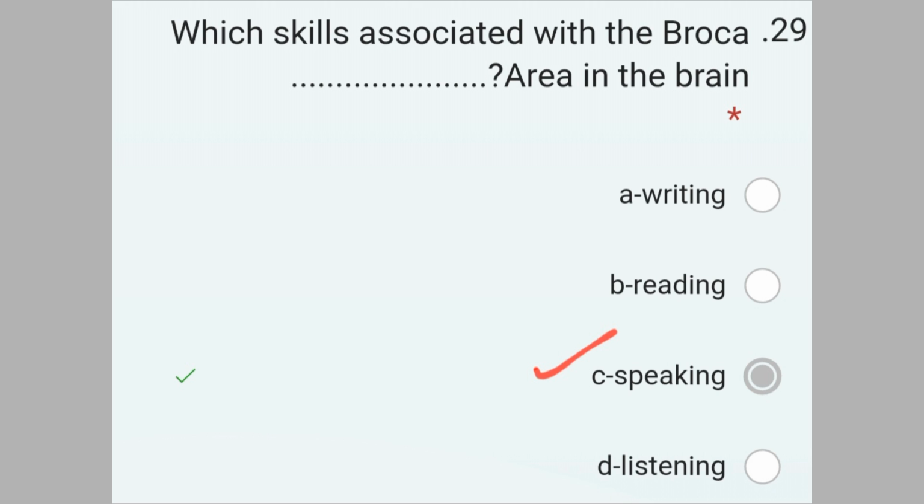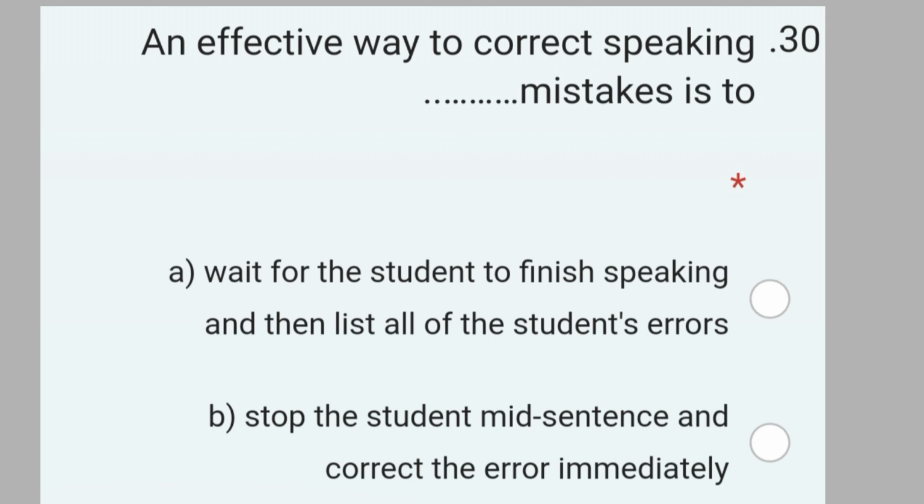29. Which skills are associated with the Broca area in the brain? A. Writing. B. Reading. C. Speaking. D. Listening. 30. An effective way to correct speaking mistakes is to: A. Wait for the student to finish speaking and then list all of the student's errors.